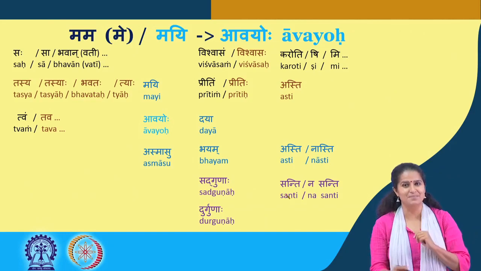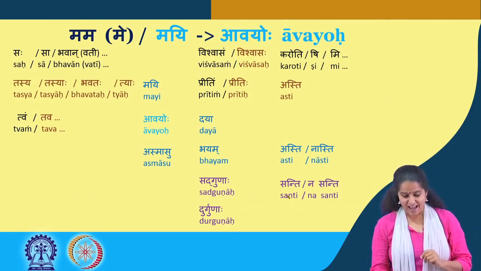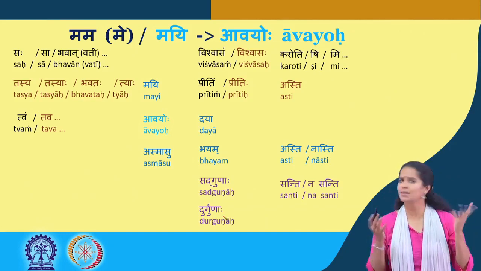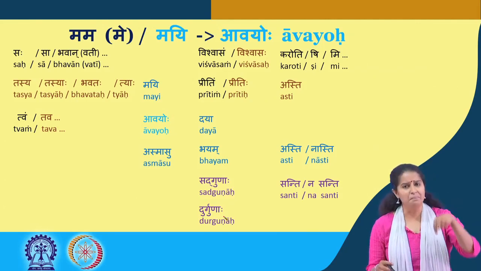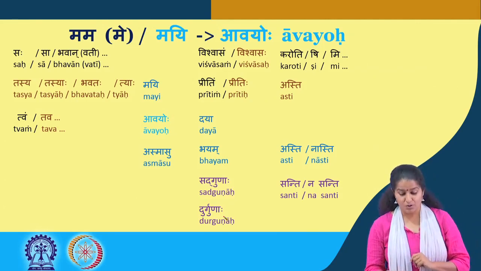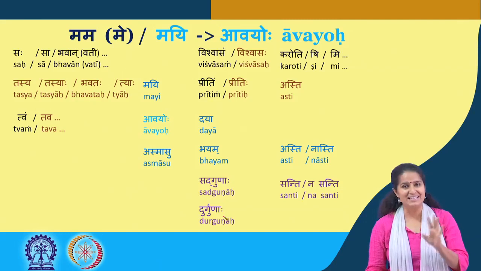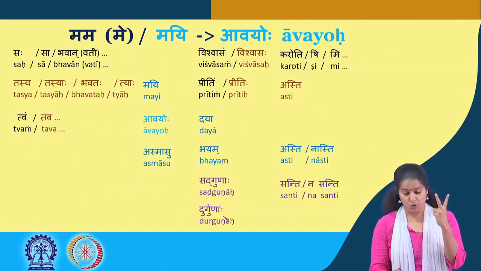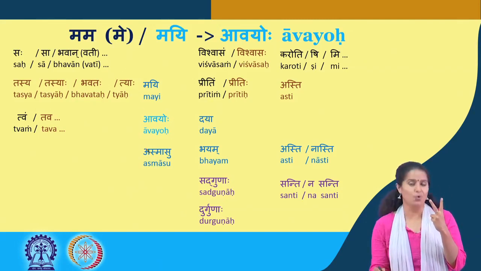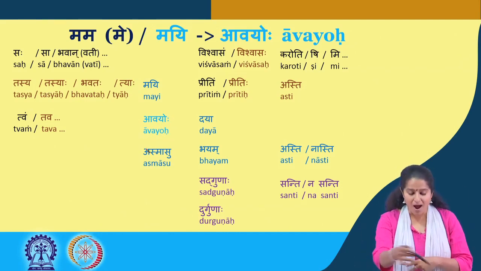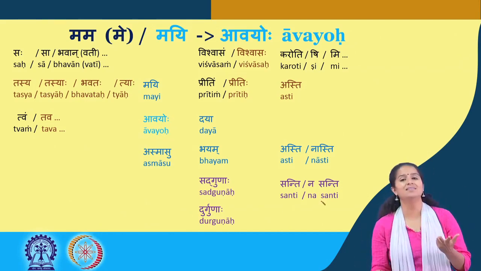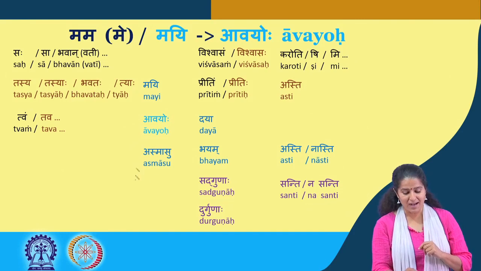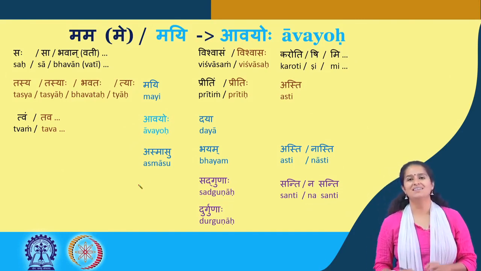Next, Sadgunaha Kutra Santi, plural. Sadgunaha Asmasu Santi. And finally, Durgunaha Kutra Na Santi? Mai Na Santi. Durgunaha Mai Na Santi. If it was two, Durgunaha Avayoho Na Santi, or Avayoho Durgunaha Na Santi. Finally, Asmasu Durgunaha Na Santi.